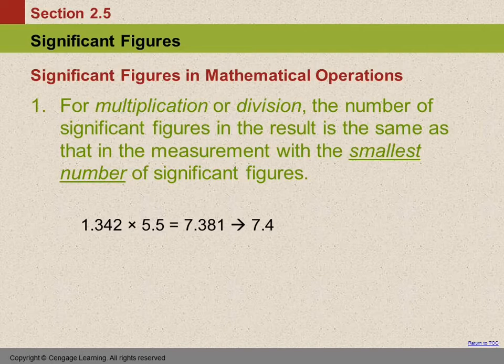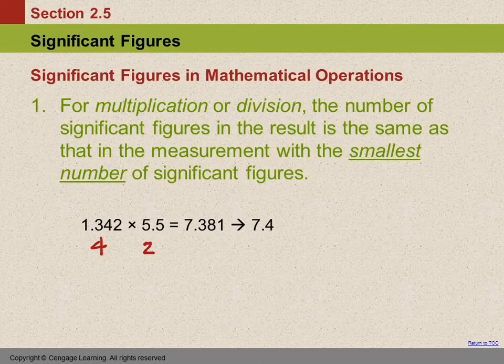So what does that mean? That means that we're going to look at the numbers that we are multiplying or dividing. First, you just do the multiplication and write down whatever your calculator shows you. Your calculator doesn't understand significant figures. And then to find out how many of those you should keep, you're going to come back and look at the numbers that you started with and identify how many sig figs are in each of those. So 1.342 has how many sig figs? 4. And 5.5 has how many? Now this is the tricky part.